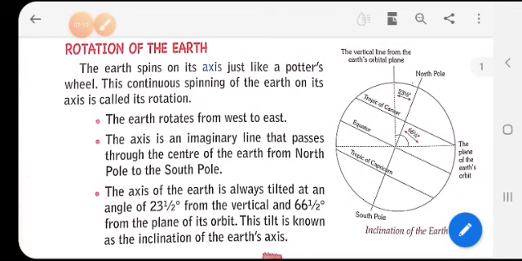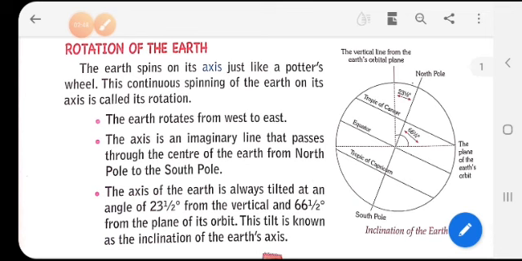The earth spins on its axis just like a potter's wheel. So children, you must have seen a potter who is making clay pots or clay utensils. So what happens? He makes his wheel turn round and round, and the pots are then made over it. So the earth spins on its axis just like a potter's wheel. This continuous spinning of the earth on its axis is called rotation. Now when the earth is moving on its own axis, then it is called a rotation.